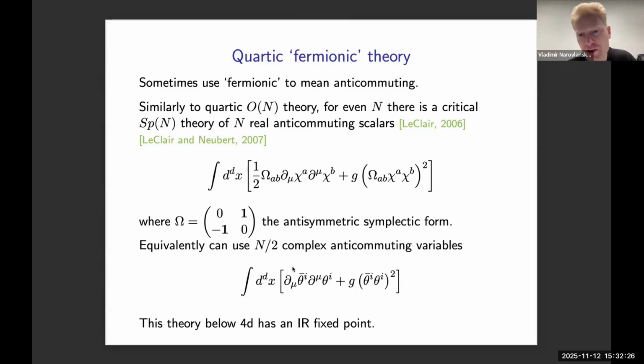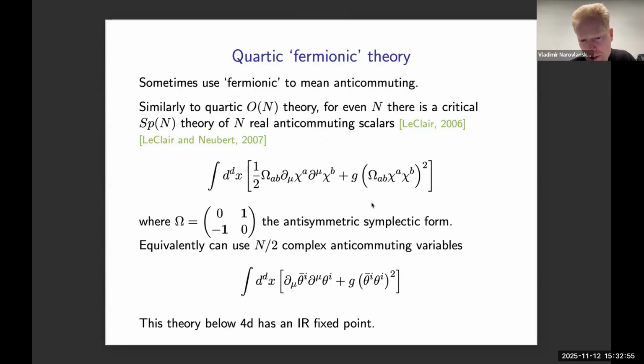So one way to motivate this is just as a generalization of the famous O(N) model. So in analogy to the phi to the 4th theory for N commuting variables, there is a related theory where we take N anti-commuting real scalars. So this system is going to have Sp(N) symmetry, and it's something like this phi to the 4th interaction, just that we use the anti-symmetric symplectic form omega.